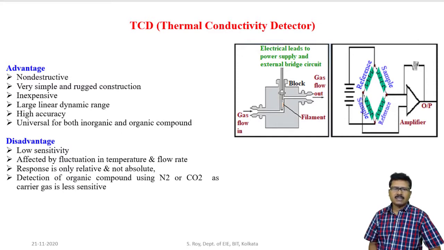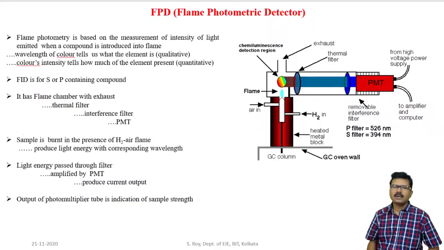What is the disadvantage? Sensitivity is very low. Output is affected by variation of temperature and flow rate. The thermal conductivity detector is much less sensitive if we use nitrogen and carbon dioxide as the carrier gas.